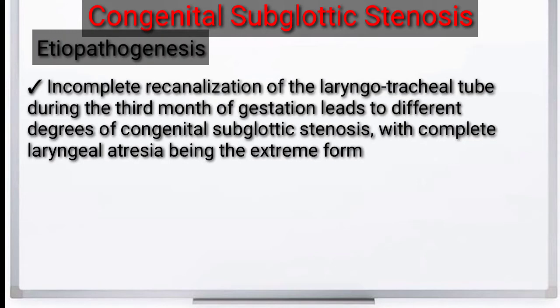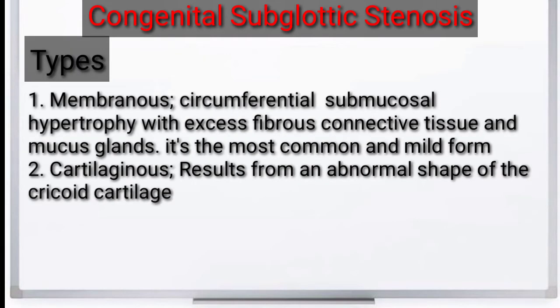The etiology of subglottic stenosis is that there is incomplete recanalization of the laryngotracheal tube during the third month of gestation, which leads to different degrees of congenital subglottic stenosis, with complete laryngeal atresia being the extreme form of the spectrum. There are two types of congenital subglottic stenosis, the membranous and cartilaginous types.